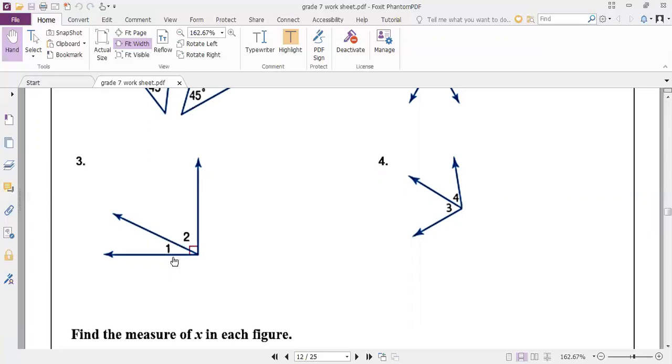So if you're talking about angle 1 and 2 here, and they make a letter L, it means we have 90 degrees. So the two angles here are complementary. The two angles 1 and 2 here are complementary.